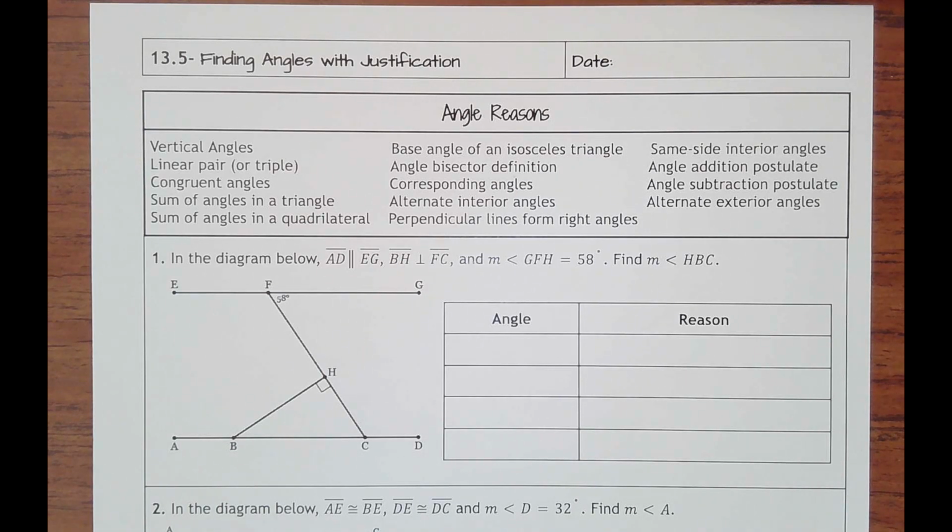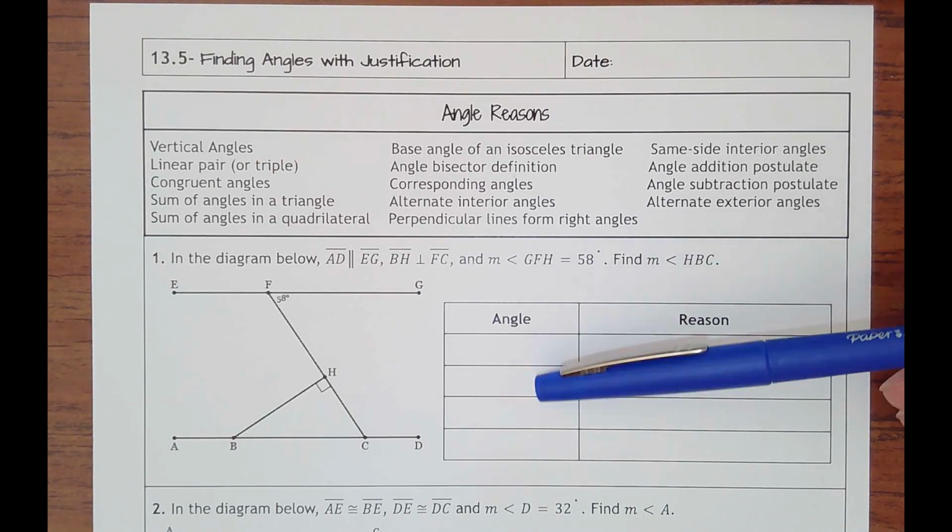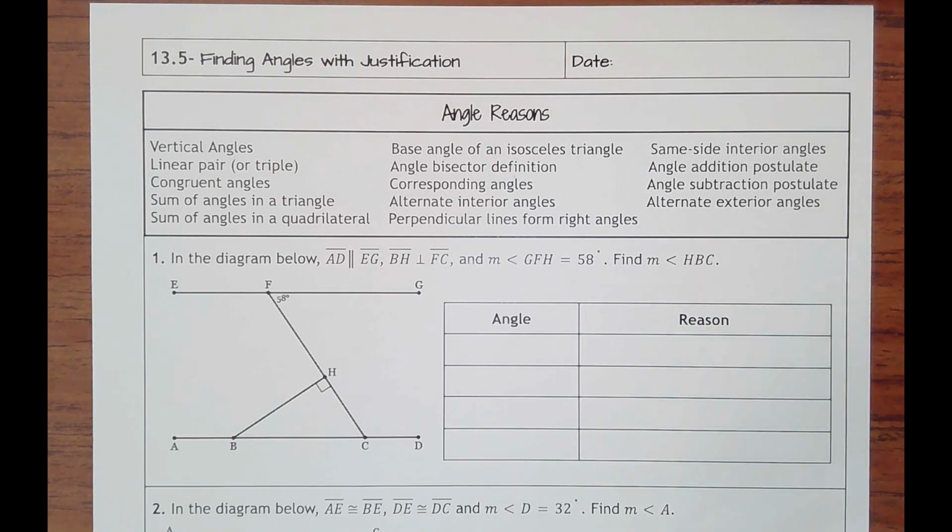Lesson 13.5 is finding angles, but with justification. And justification is you're justifying each step that you take. And this is our first preview into what proofs look like. So proofs will be a table. You always have your step and then your reason behind that step.